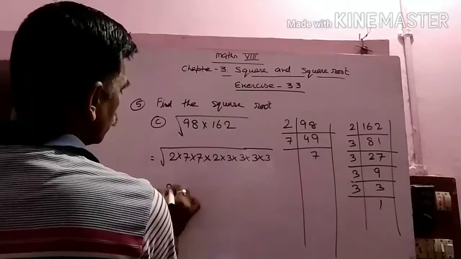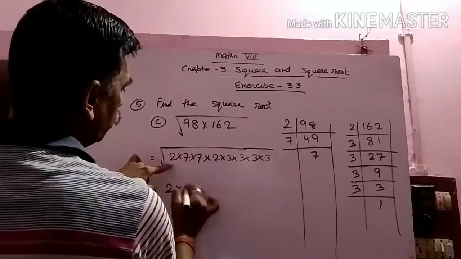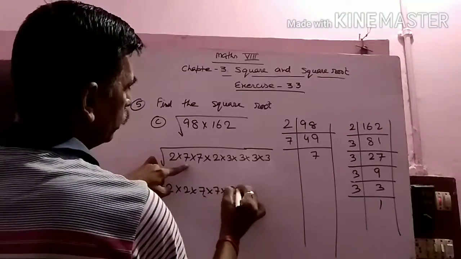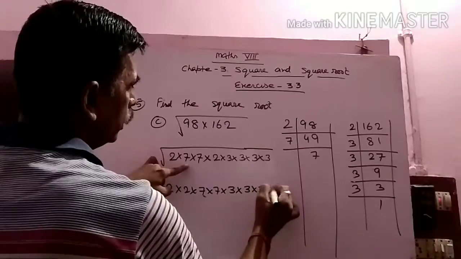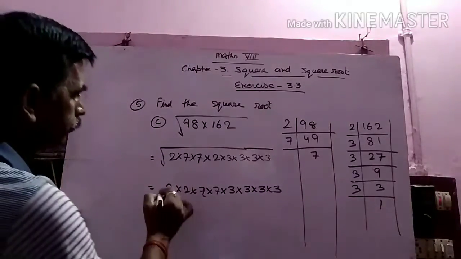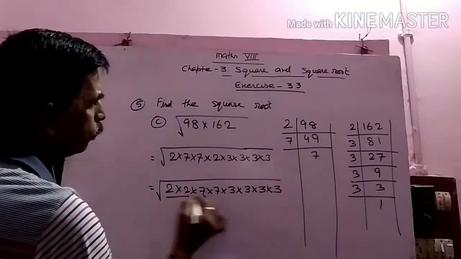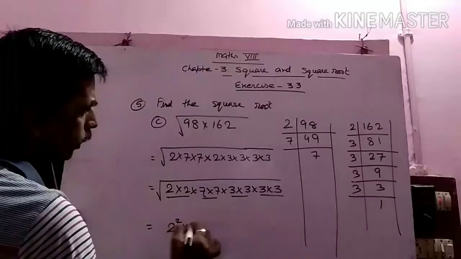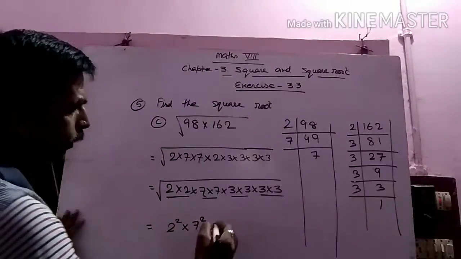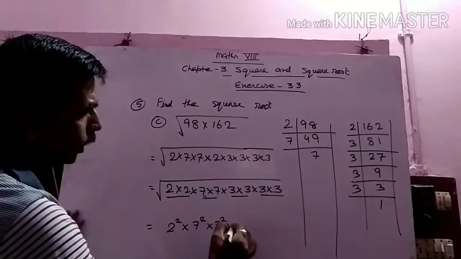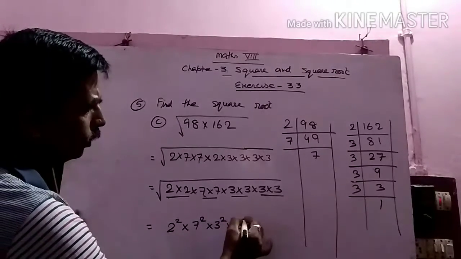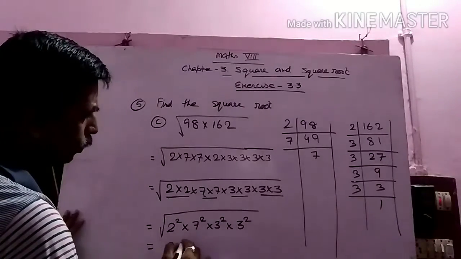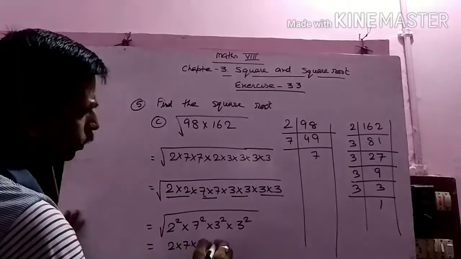So arrange the numbers: 2 into 2 into 7 into 7 into 3 into 3 into 3 into 3. Is it? Look here, this is a group of 2, 2, 7, 7, 3 and 3. Then what will we get? 2 square into 7 square into 3 square into 3 square. So after removing the root, it becomes 2 into 7 into 3 into 3.